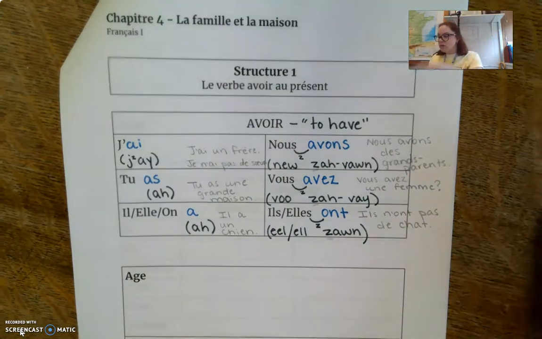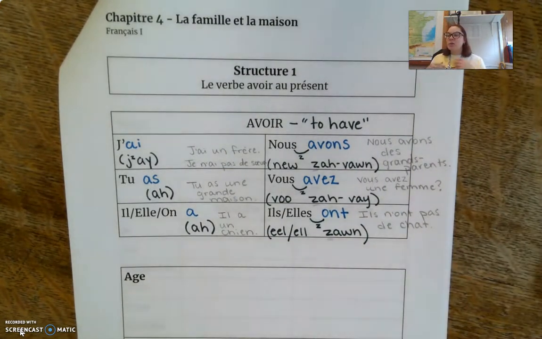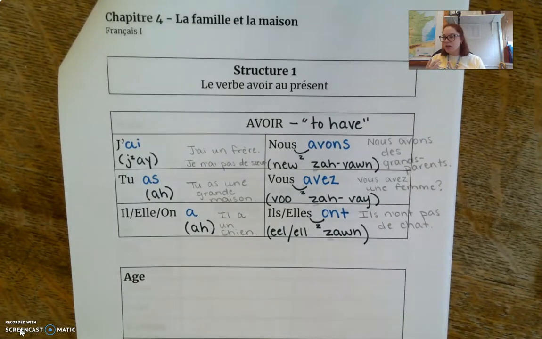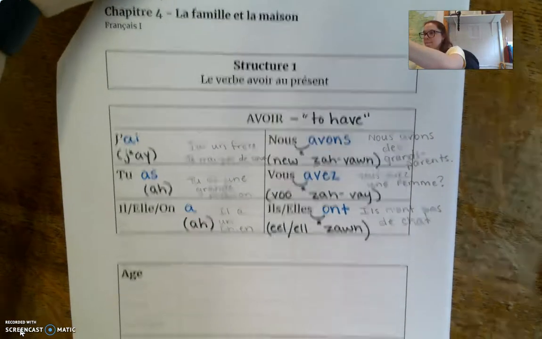All right, so we can also use the verb avoir not just to talk about possessions. We use it with talking about age and with using the phrase il y a. So let's scroll on down just a little bit.